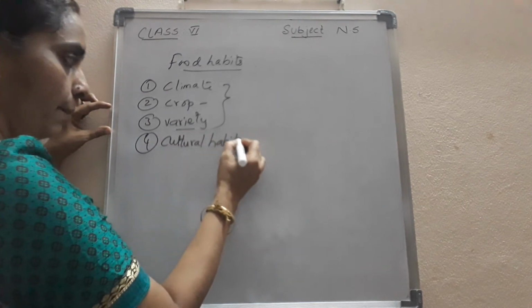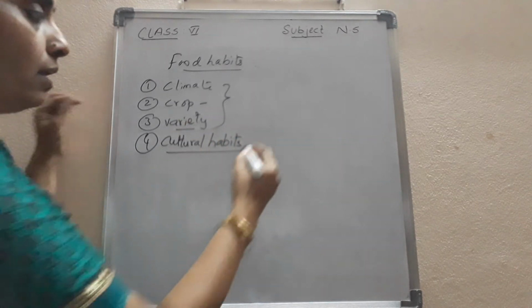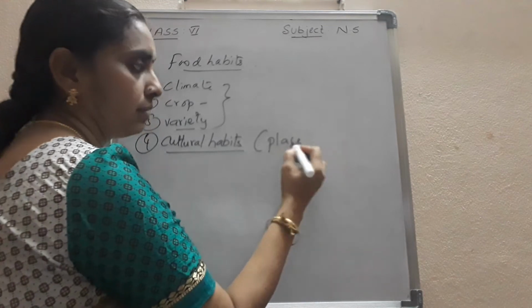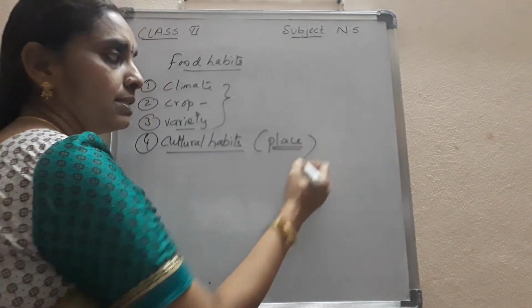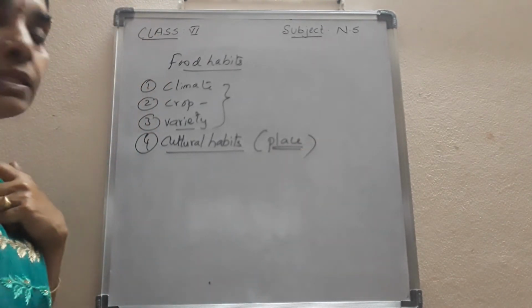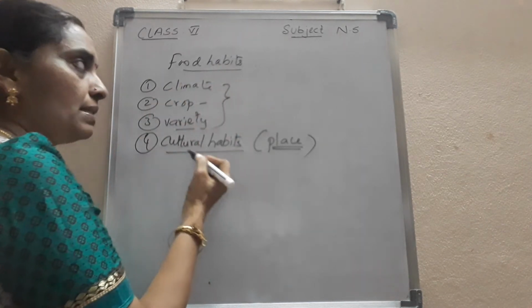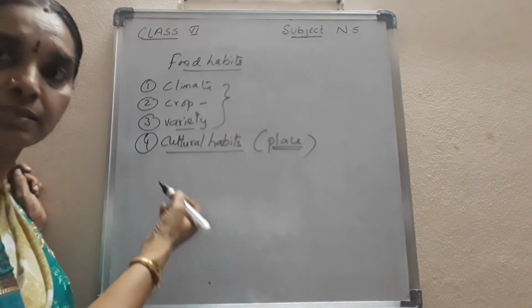Cultural habits, that is, the place where they live. So it depends upon the place or the region. You can also say the region, whether it is north or south or wherever it is in the country or the world. So this is how food habits develop.